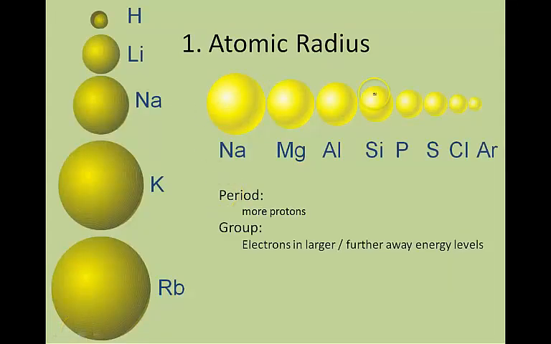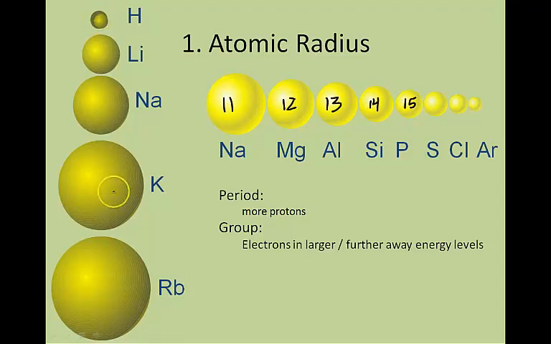Within the period, so within that row, as you go across, there are more and more protons. Sodium has 11, magnesium has 12, aluminum has 13. The more protons there are, the more that positive charge is going to pull in on the electrons around it. And so the atom's going to get smaller and smaller as those protons pull the electrons in.